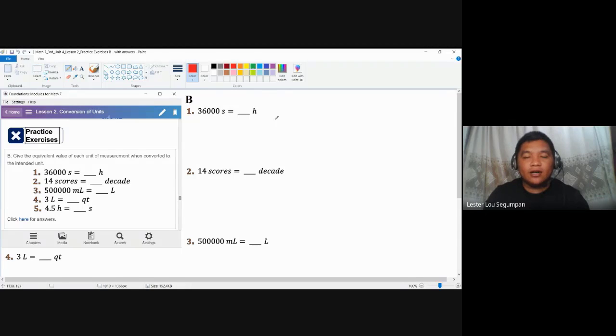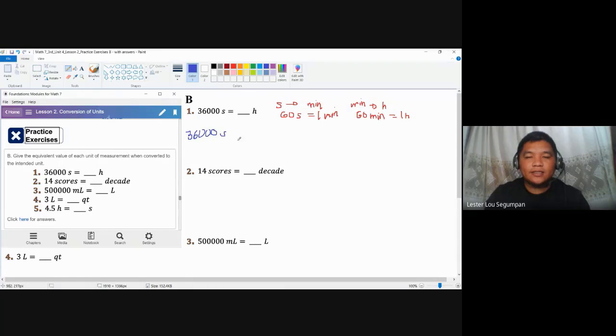So let's try to convert 36,000 seconds into hours. To do this, we are going to pass through the relationship between seconds to minutes, and then we will have minutes to hours. We all know that 60 seconds is equal to 1 minute, as well as 60 minutes is equal to 1 hour. Let's use these relationships and make these our conversion factors to solve for number one.